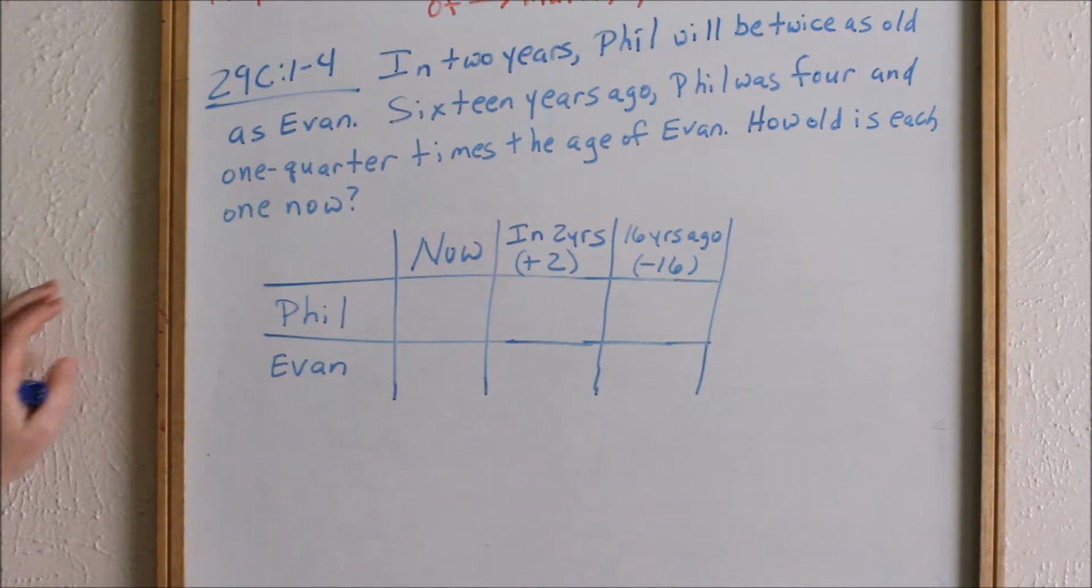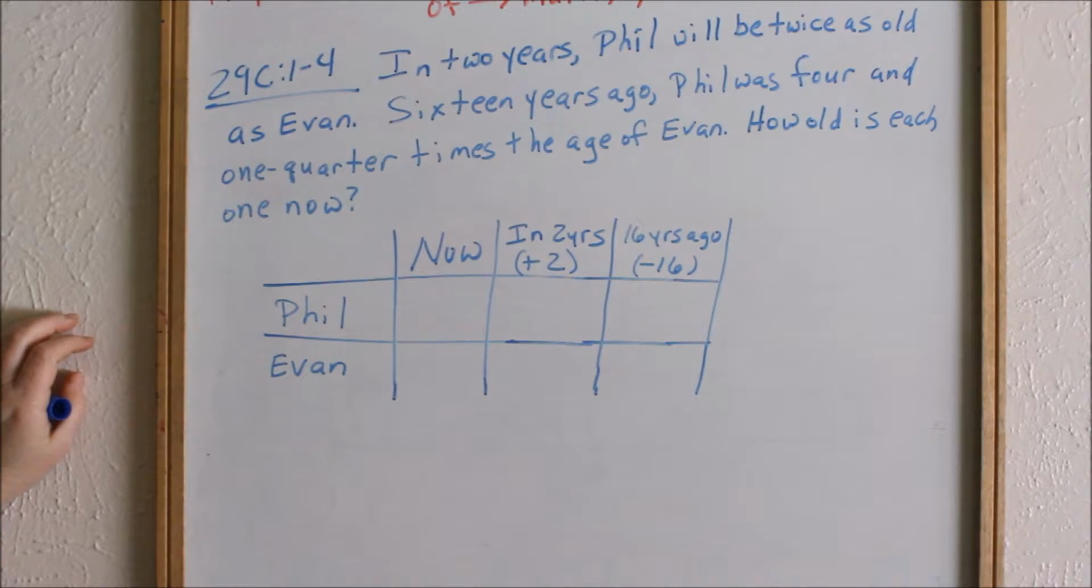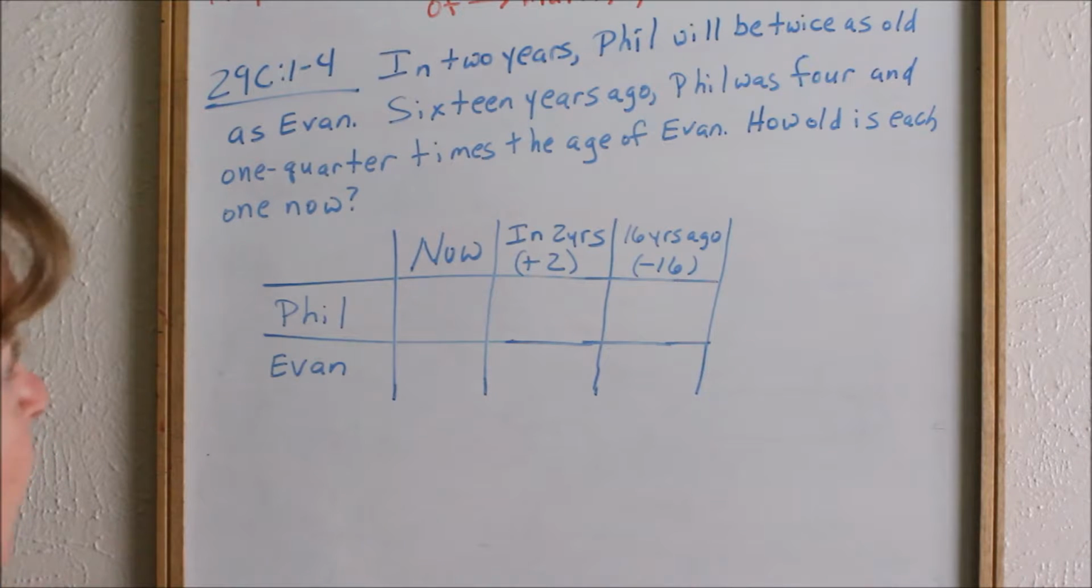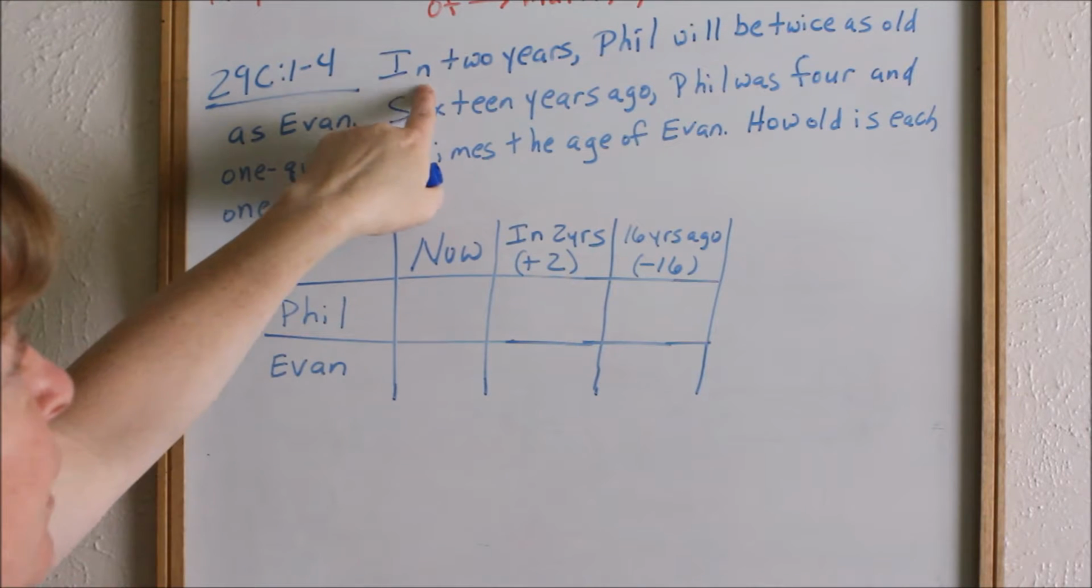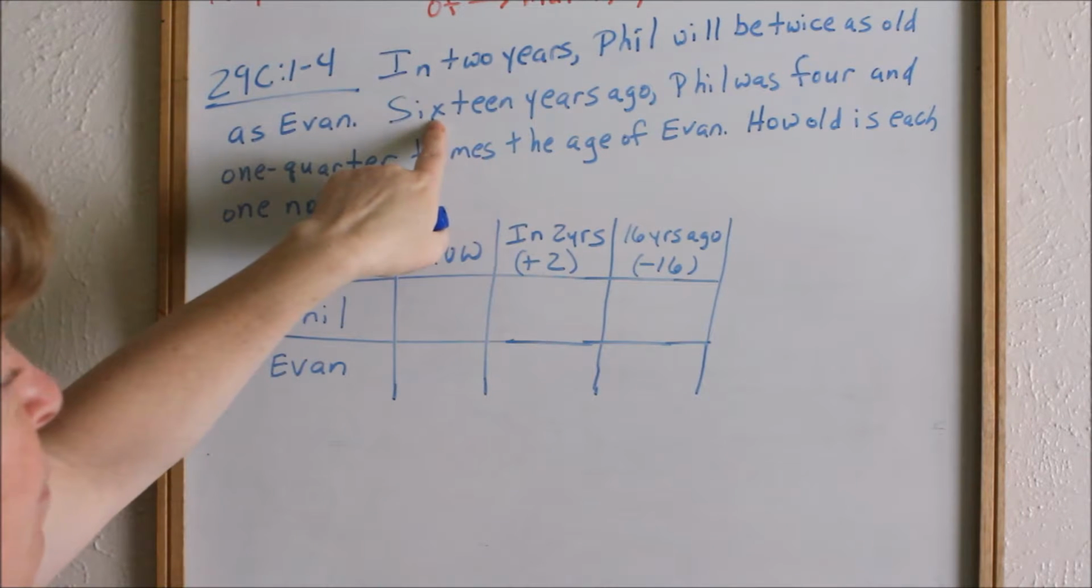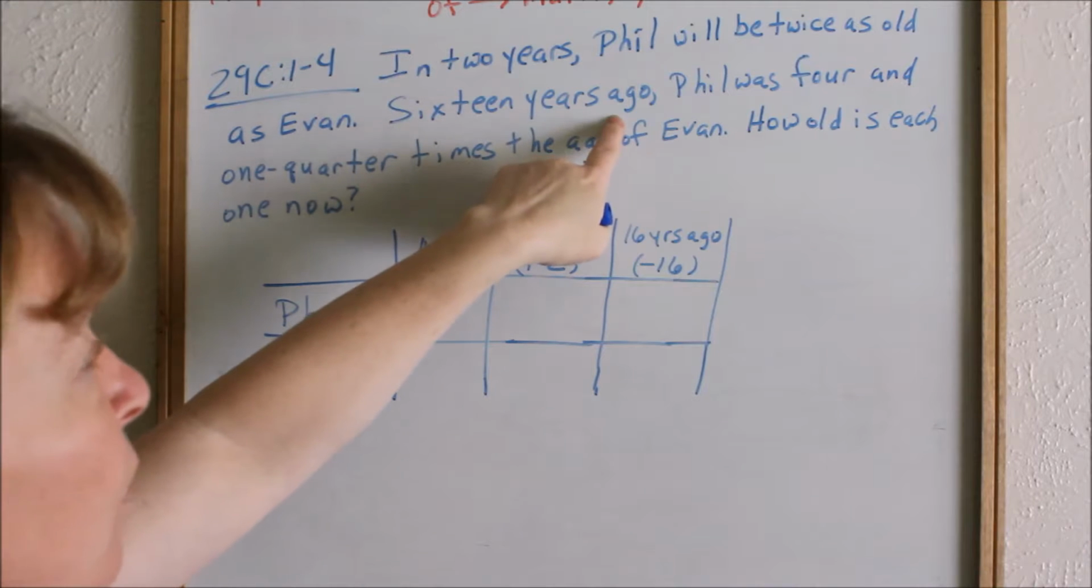Okay, we're looking at 29C, 1 through 4. It says, in 2 years, Phil will be twice as old as Evan. 16 years ago, Phil was 4 1/4 times the age of Evan. How old is each one now? So I try to pick out the main pieces that I need for right now. I know that this problem is dealing with, they're asking how old is each now. Then we're dealing with the future in 2 years. And then we're dealing with the past 16 years ago.